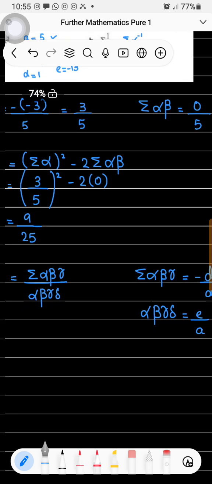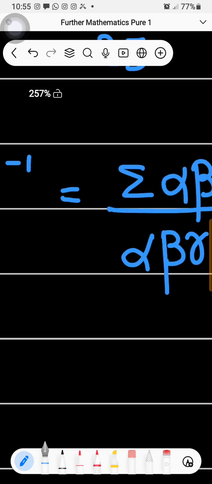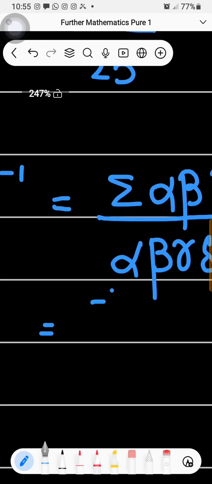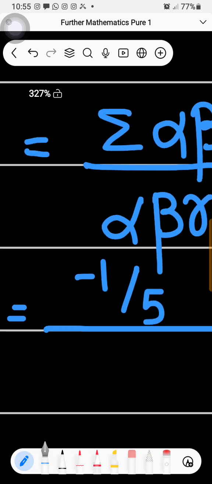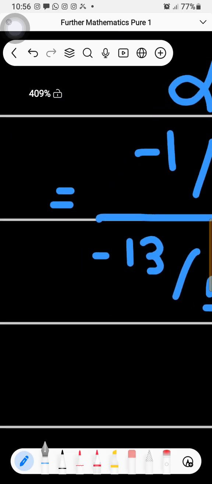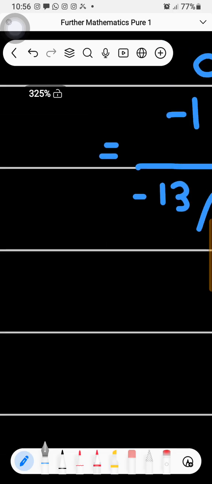So now insert these values in our formula. Negative 1 upon 5 divided by negative 13 upon 5. The 5 and 5 got cancelled. The negative and negative got cancelled. So it becomes 1 upon 13 as the answer.